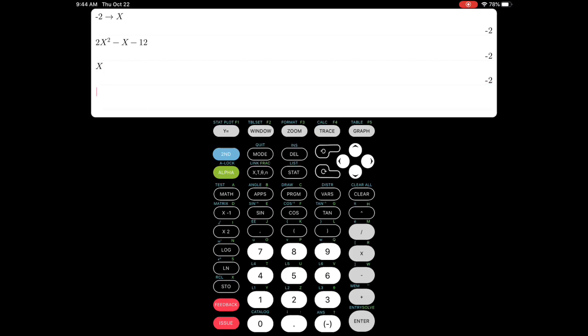So I'm going to go back to my calculator, and my calculator still thinks, if I type in x and hit enter, that x is negative 2. So I don't have to change that, and I'm going to type in x plus 7.